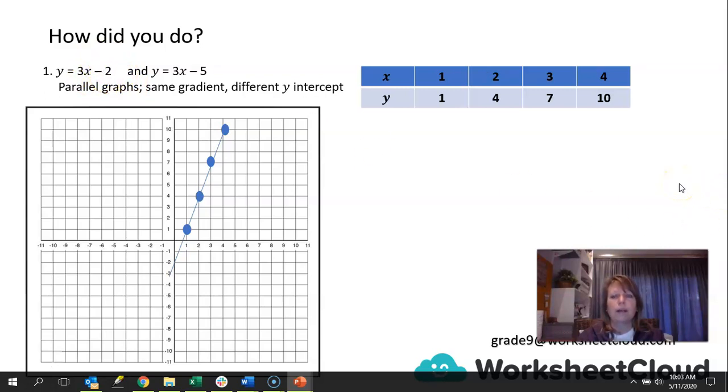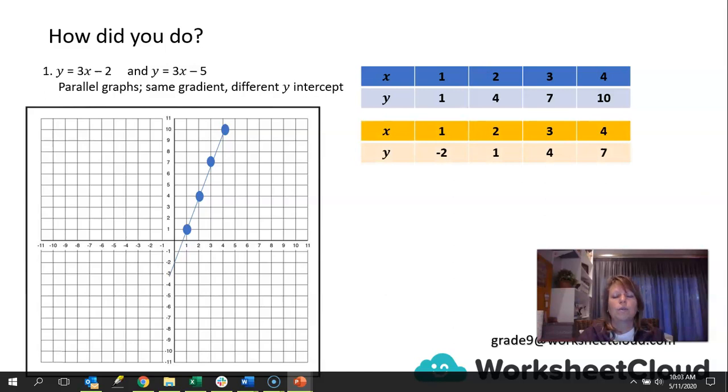Okay, let's have a look at the next formula, which is y is equal to 3x minus 5. This time, remember, gradients are the same. So that should tell you that they are parallel lines. Okay, so where x is 1, 1 times 3 is 3, minus 5 gives me minus 2. Where x is 2, that's 6 minus 5, which will give me 1. Where x is 3 will be 9 minus 5, which will give me 4. And where x is 4, that will be 12 minus 5, which will give me 7.